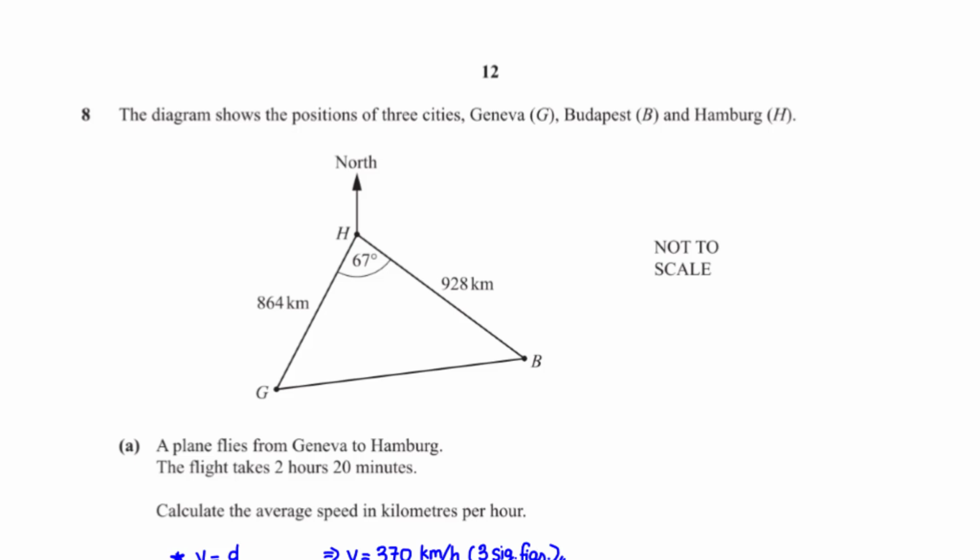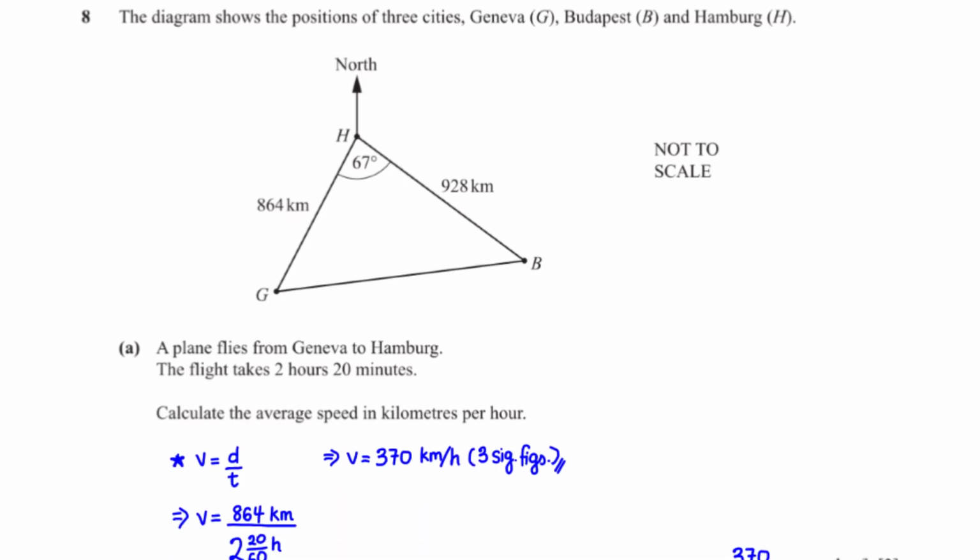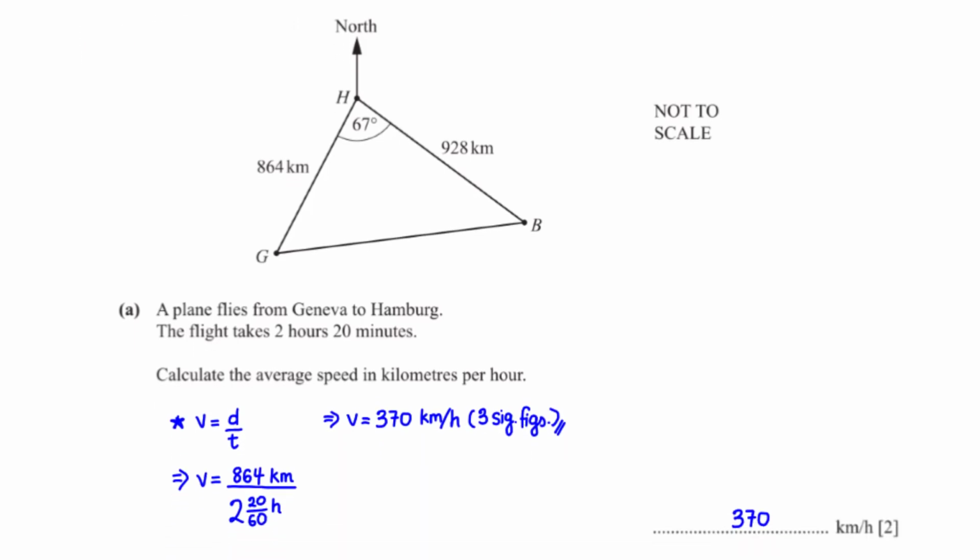The diagram shows the positions of three cities: Geneva, Budapest, and Hamburg. A plane flies from Geneva to Hamburg. The flight takes 2 hours 20 minutes. Calculate the average speed in kilometers per hour. Here is the formula to find the average speed.